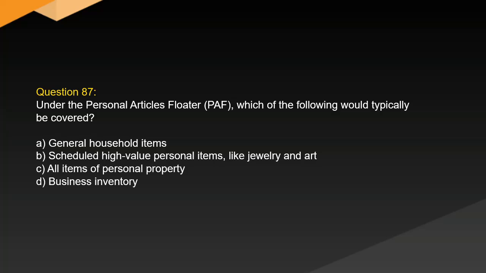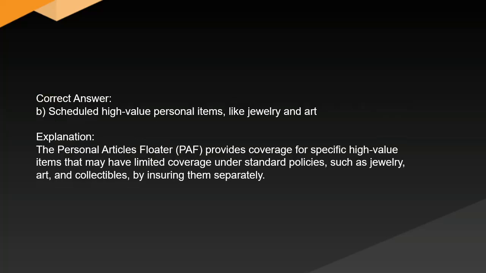Question 87. Under the personal articles floater (PAF), which of the following would typically be covered? A. General household items. B. Scheduled high-value personal items like jewelry and art. C. All items of personal property. D. Business inventory. Correct answer: B. Scheduled high-value personal items like jewelry and art.